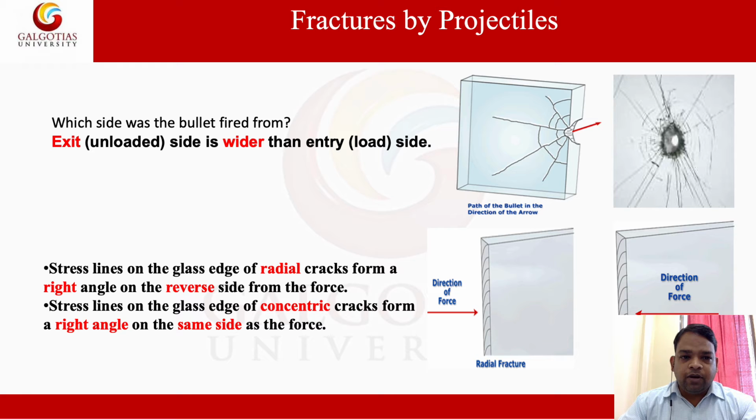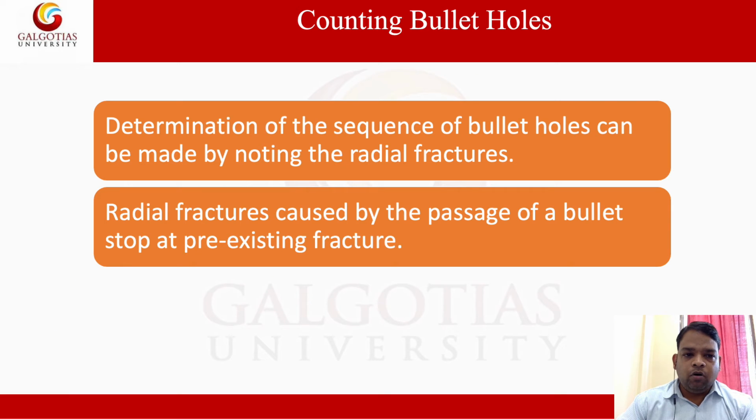The direction of lateral propagation of the cracks is always from the concave side of the rib mark towards the convex side. Thus, in radial fractures, the rib marks will be oriented with their concave side cupped toward the load point. If all of the glass pieces are present, the first thing to check for is the hole made by the load of the projectile, which will be wider on the exit side.